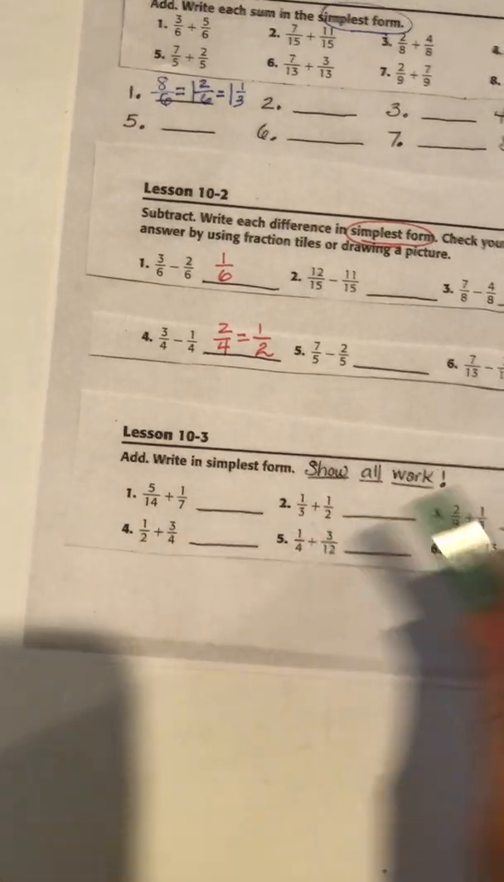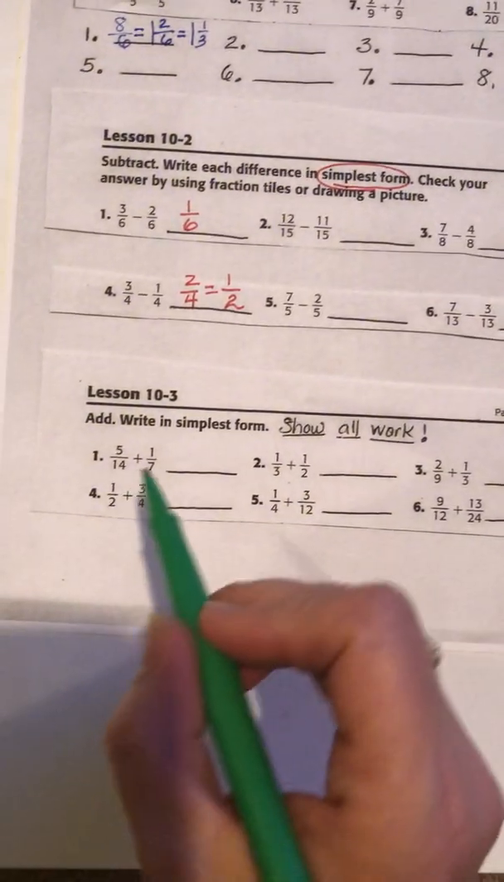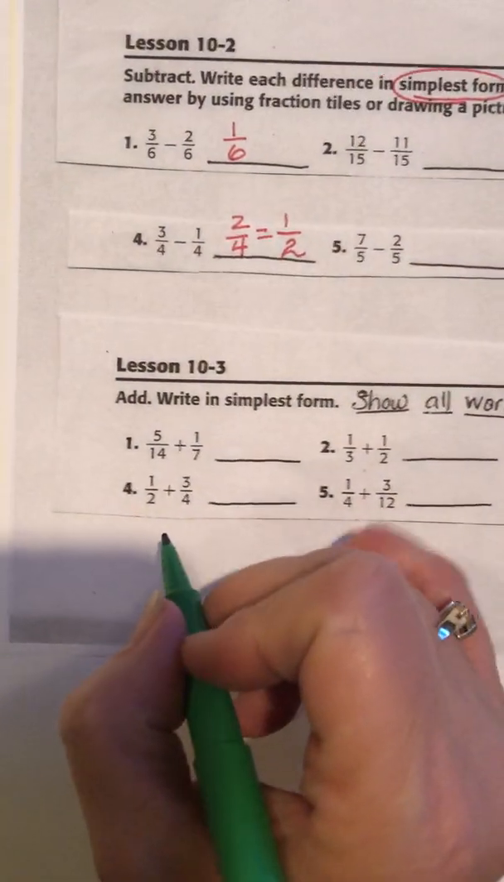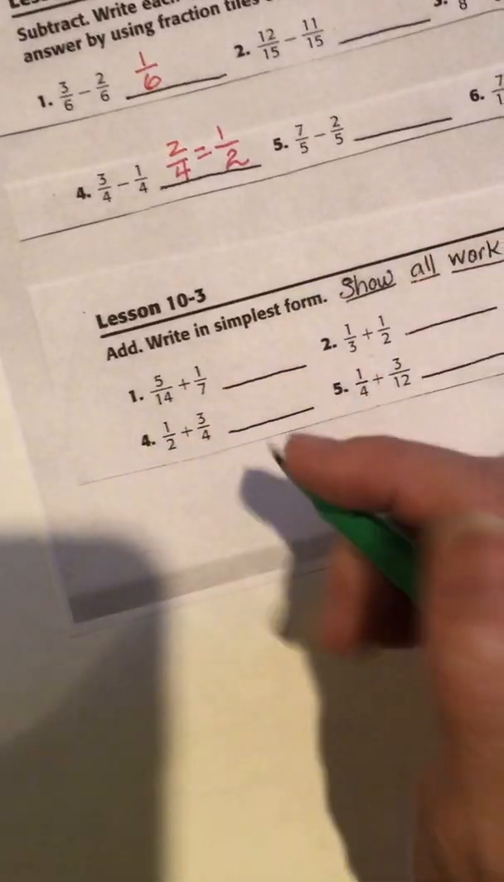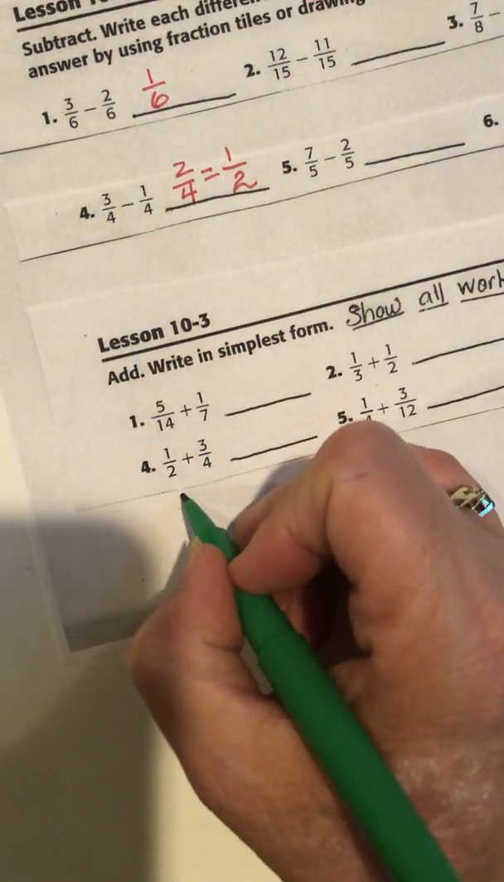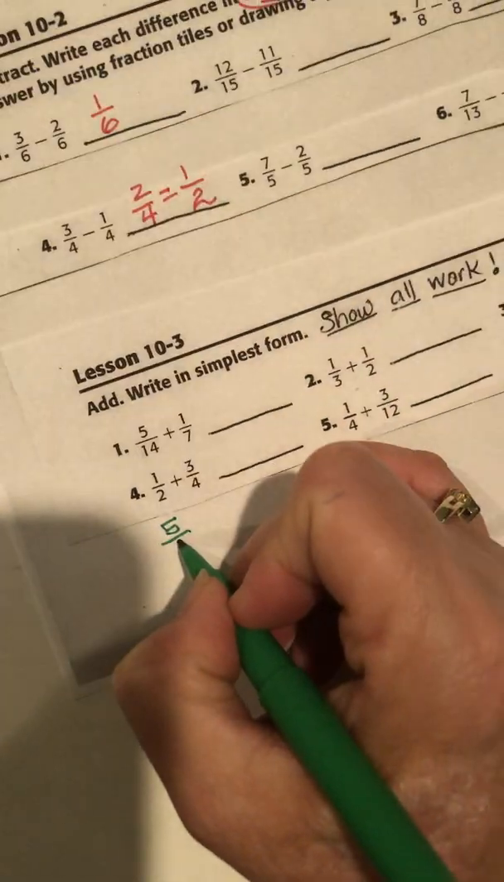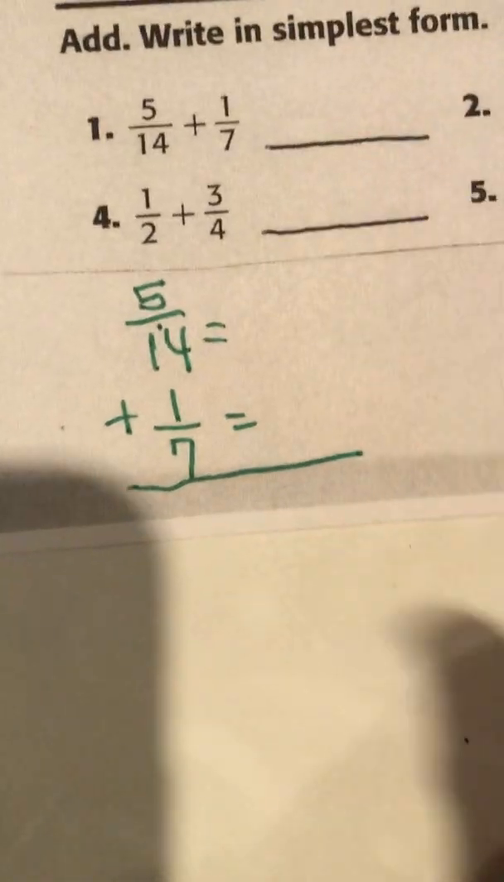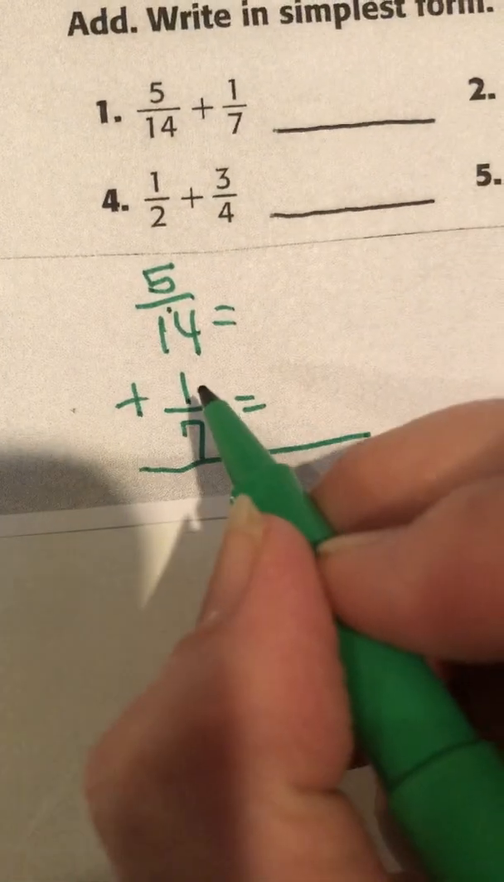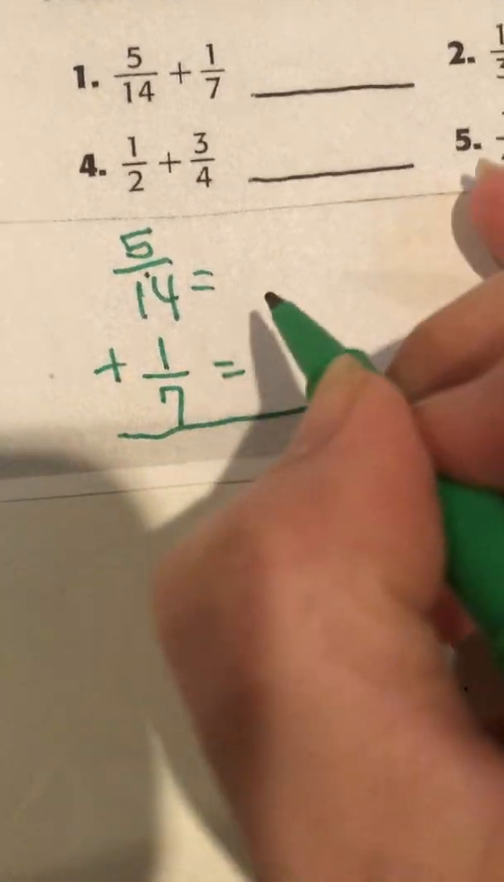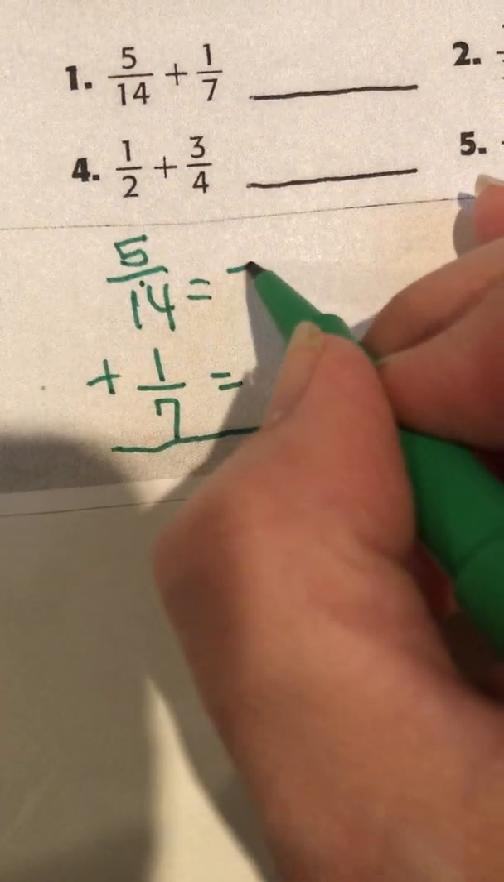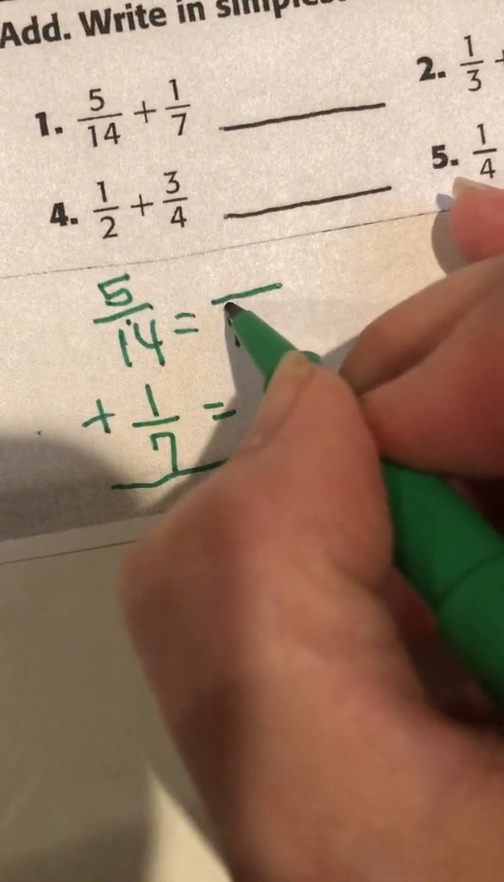Let's bring down to 10.3. This is a little harder, so I'm going to try to show my work here. It's going to be hard because I'm trying to tape it as well. So 5/14, a moment. Okay, sorry about that. So 5/14 and 1/7. I need to change these to 14ths, which is the least common multiple.